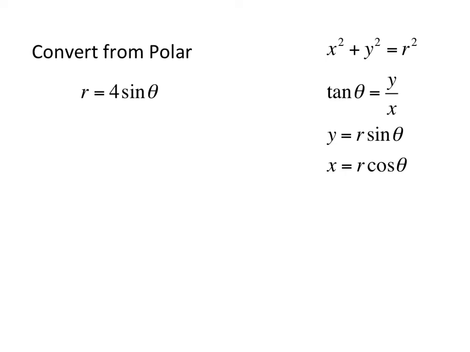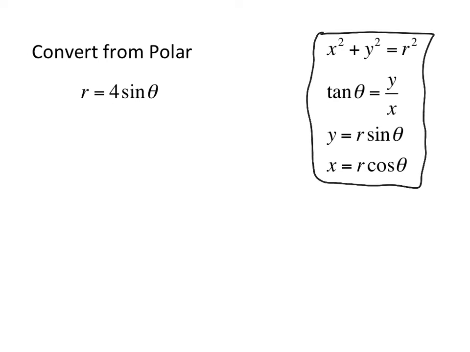The first thing I'll notice is I don't really have any place in my formulas where r is alone. So the left side of this equation is not an easy substitute. I also have a sine of theta, which I can see here, but I need an r on that side in order to be able to replace it with y. I need an r there.